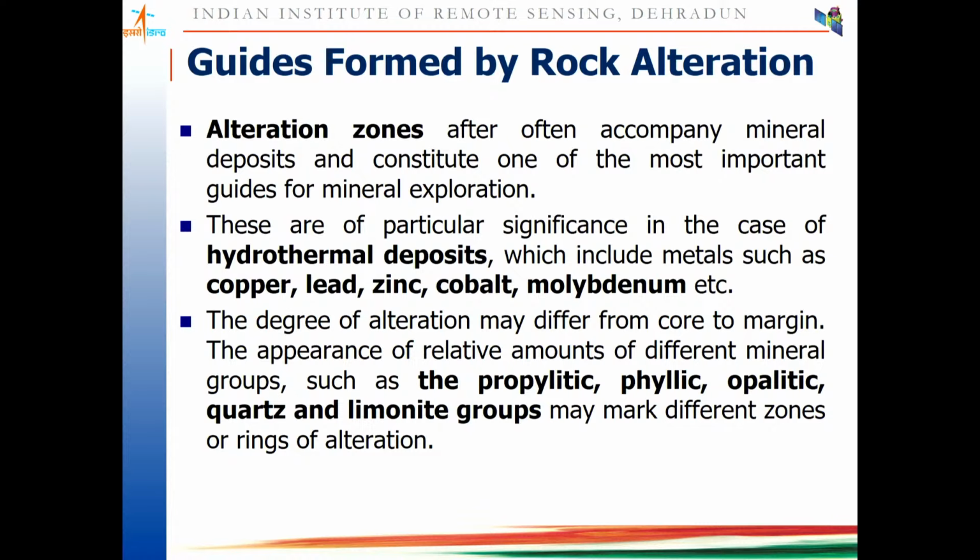Then different types of rock alterations can be seen, and those rock alterations also serve as a guide for the mineralization. Different hydrothermal deposits such as base metals, copper, lead, zinc, etc., show significance in the alteration. Now there are different types, maybe propylitic, phyllic, opalic, quartz and limonite groups. They can be marked in different zones or rings of alteration.